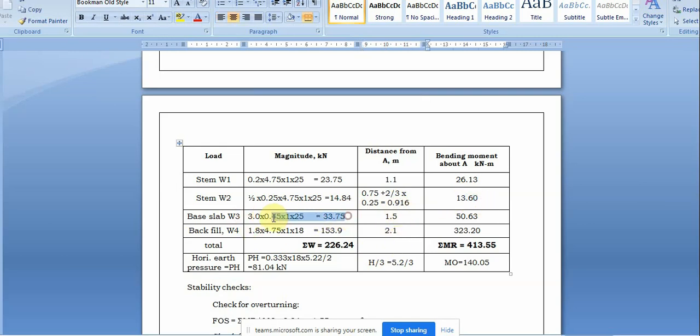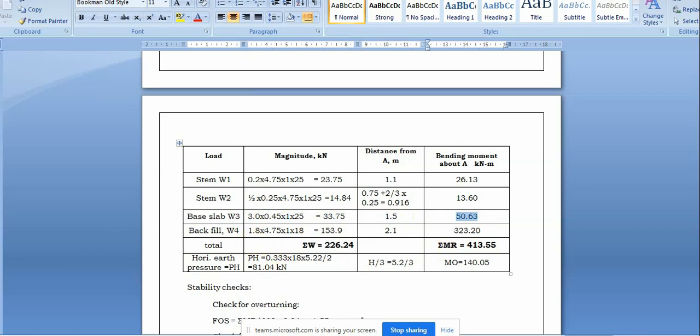Then the area of slab, 0.45 is the thickness of the bottom slab, length is 3 meter, into density of concrete. Per meter width we get 3 into 0.45 into 1 into 25, we get 33.75. This into half, that is 3 divided by 2, 1.5. This into this, we get a moment of 50.63 kilonewton meters.